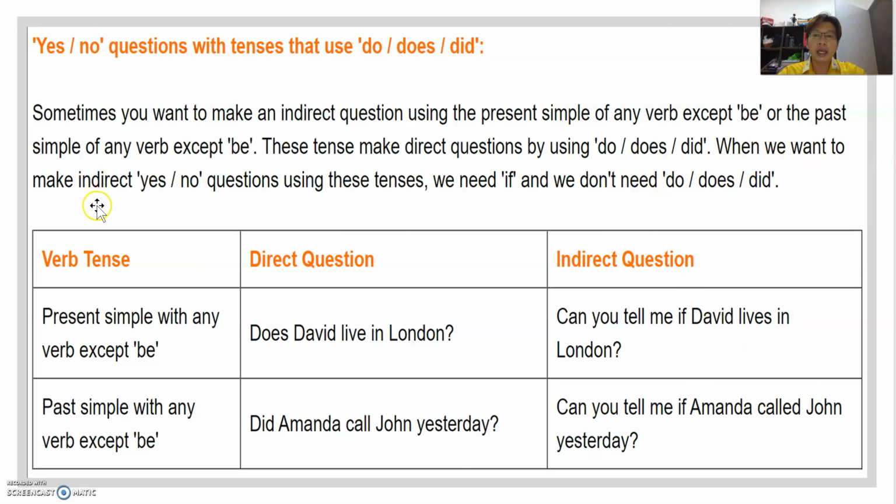So I repeat here. When we want to make indirect yes/no questions using these tenses, we need the word if, and we don't need do, does, or did. I repeat the example. Direct question: does David live in London? Indirect question: can you tell me if David lives in London? Did Amanda call John yesterday? Can you tell me if Amanda called John yesterday? I hope you are clear with the arrangement.